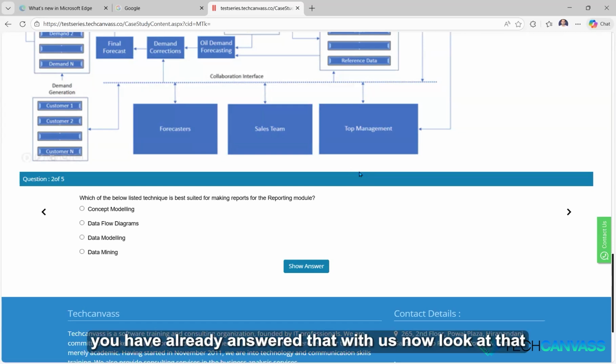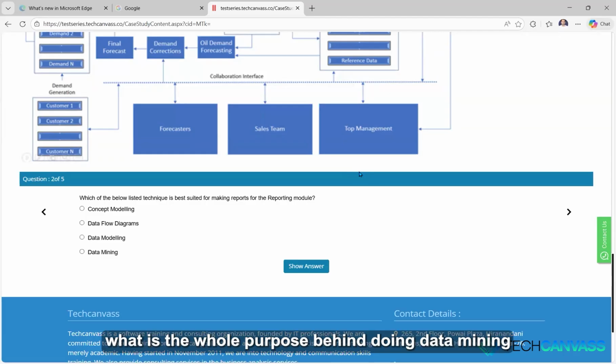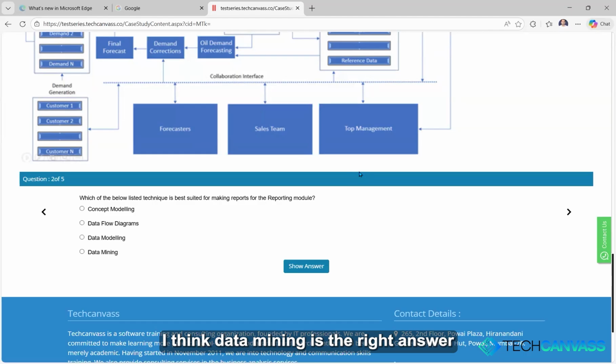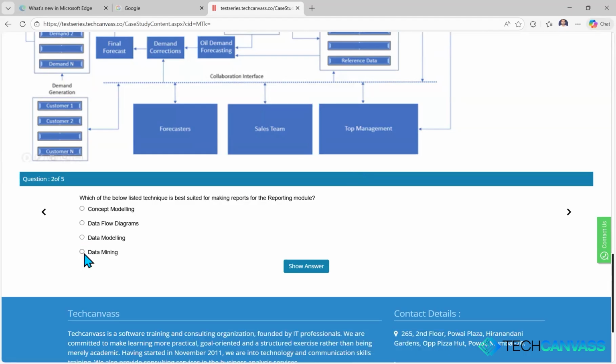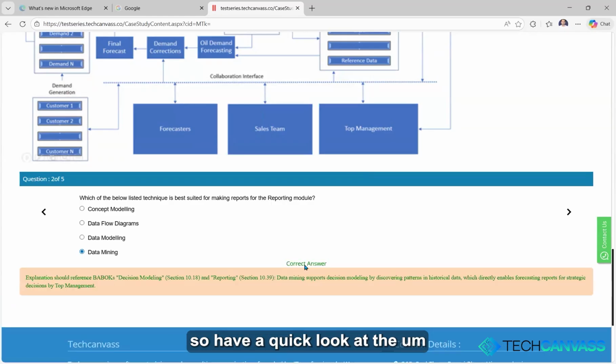You have already answered that. Now look at that. What is the whole purpose behind doing data mining? I think data mining is the right answer. Sorry, I'm kind of pushing you guys. So have a quick look at the explanation.